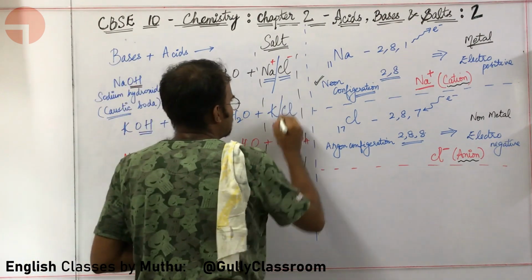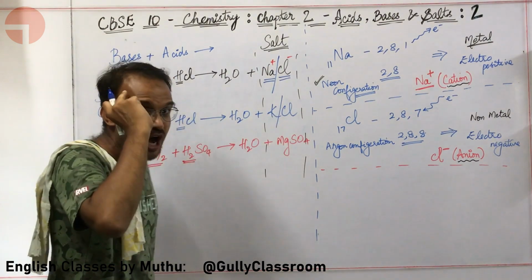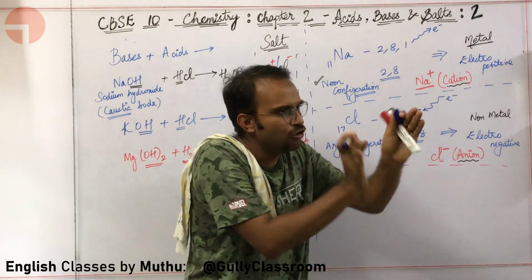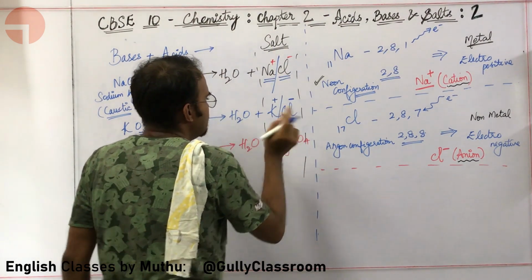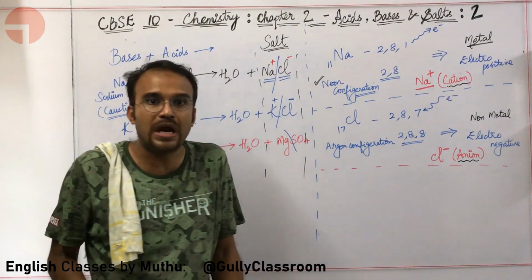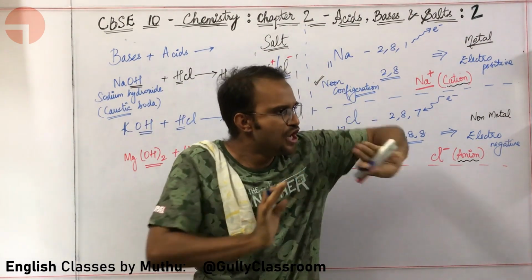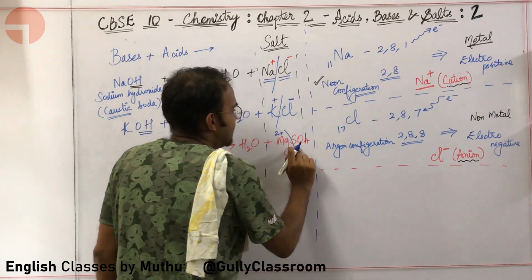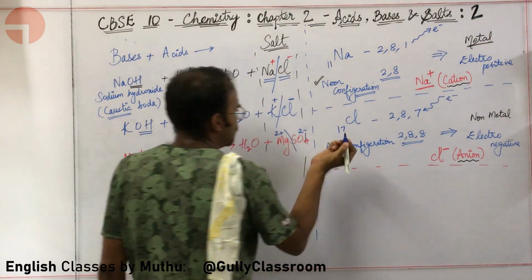So each and every salt can be seen as a positive ion and a negative ion. For example, potassium, atomic number 19, 2, 8, 8, 1. It will lose one electron and form a positive ion. Chlorine will form a negative ion. In the same way, MgSO4. What about magnesium, sir? Atomic number 12, the electronic configuration is 2, 8, 2. It will lose 2 electrons to form neon configuration. So it will be Mg 2 plus and SO4. You have already studied in 9th that the charge on SO4 is 2 minus.